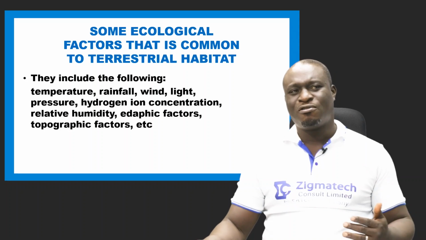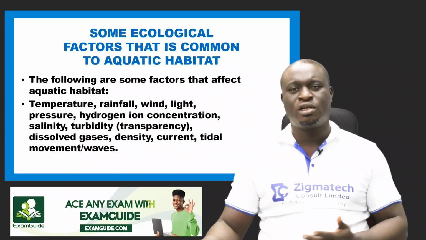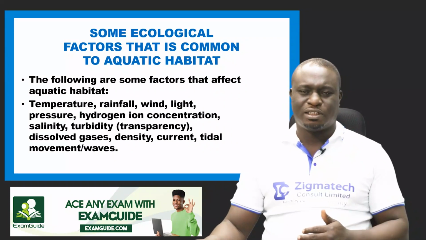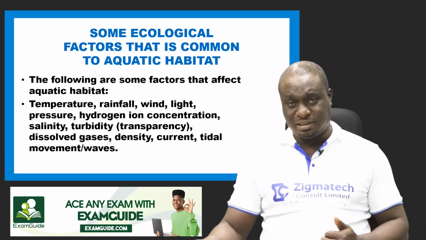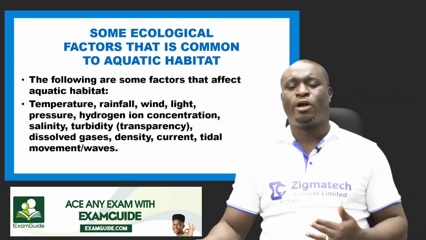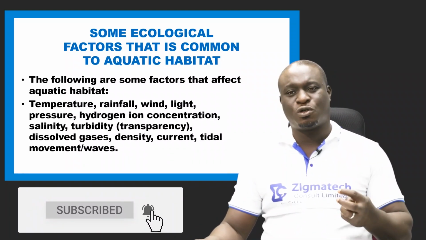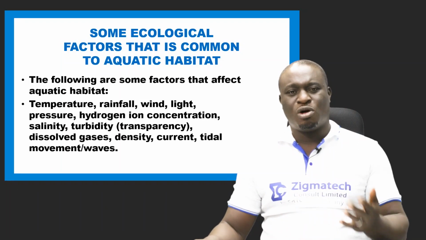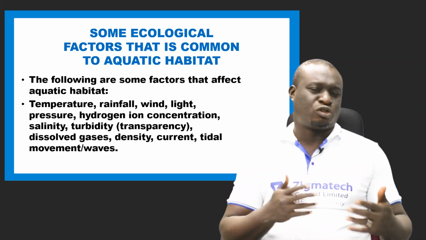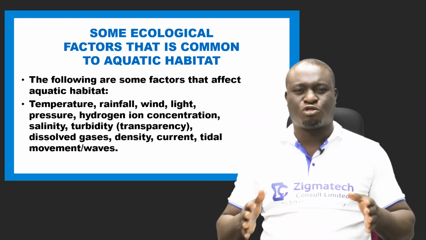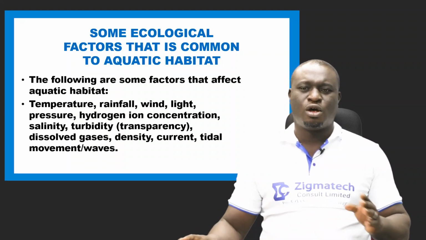Then we also have some ecological factors you can find in aquatic habitat. These ecological factors include temperature, rainfall, wind, and light, because we also have to talk about turbidity. When we're looking at light and turbidity, they move hand in hand, where turbidity talks about the degree of transparency of a solution.